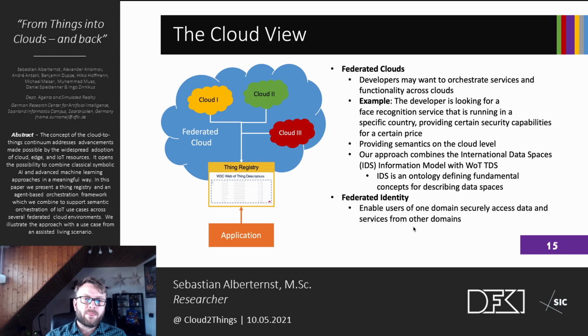The developer wants to combine the face recognition with things from the user, for example, the front door camera or a smart lock. Our approach combines the International Data Spaces Information Model with thing descriptions. The IDS information model is an ontology defining the fundamental concepts of data spaces, their interactions, the resources exchanged by them, and data usage restrictions. By combining them with thing descriptions, the developer also gets a description on how to use the services in the cloud. When orchestrating services across multiple clouds, identity management plays a central role. Federated identity management is necessary so that users can use the identity across multiple trusted systems.